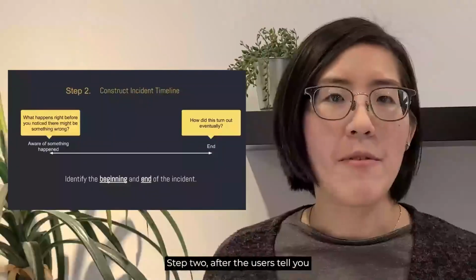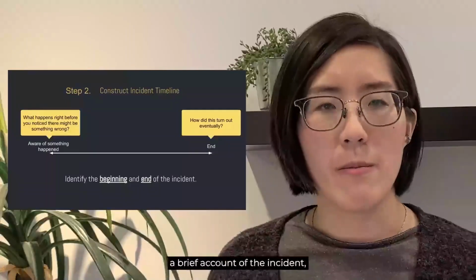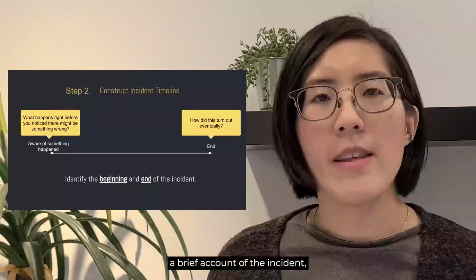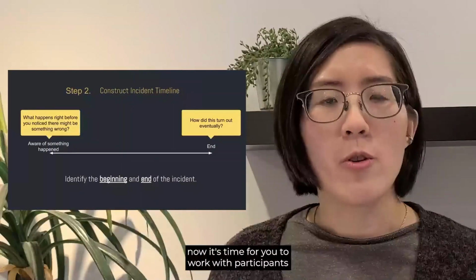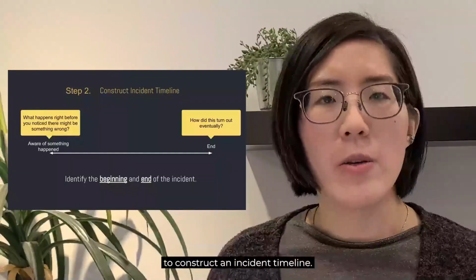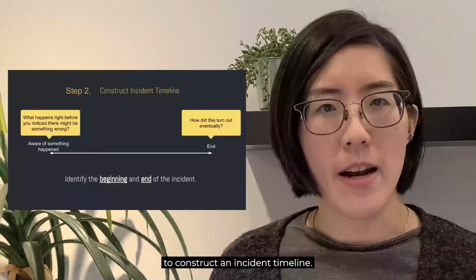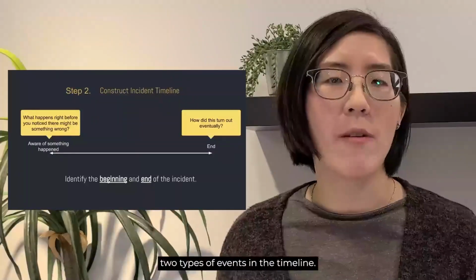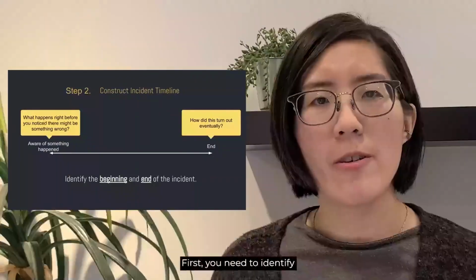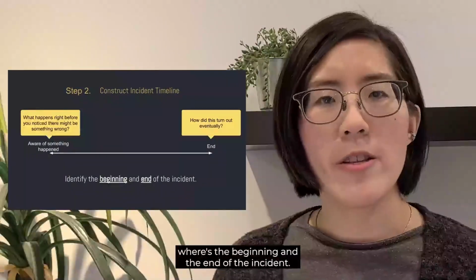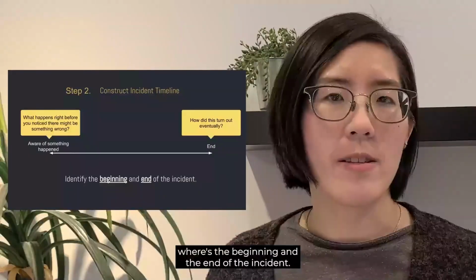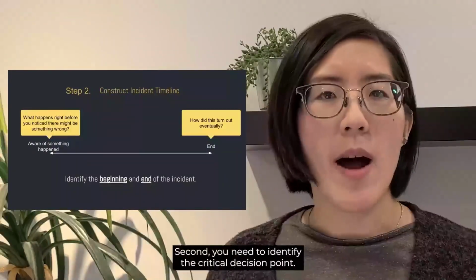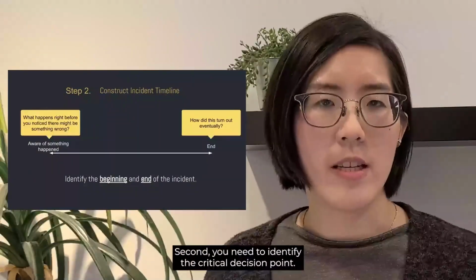Step 2. After the users tell you a brief account of the incident, now it's time for you to work with participants to construct an incident timeline. In this process, you need to highlight 2 types of event in the timeline. First, you need to identify where's the beginning and the end of the incident. Second, you need to identify the critical decision point.